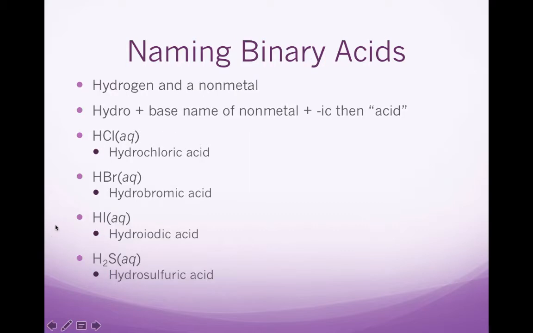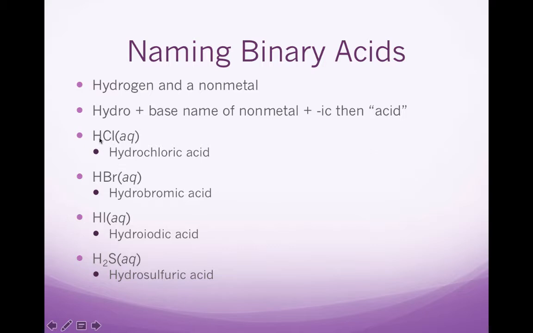Okay, so there's 3 different naming systems for acids. The first we'll talk about is naming binary acids. So that's a hydrogen and a nonmetal. And they're pretty straightforward. So the names are hydro plus the base name of the nonmetal. And then ic is the suffix, then acid at the end.